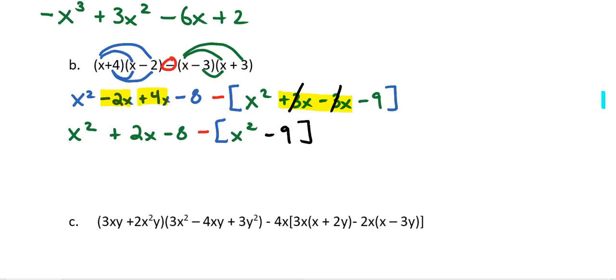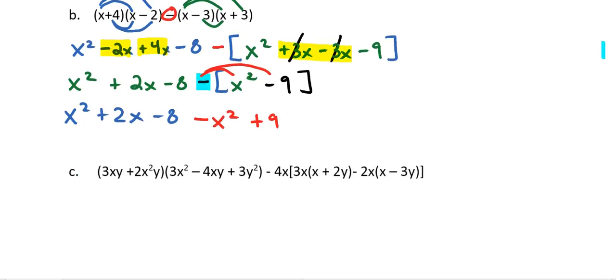The next thing I have to do now is distribute this blue negative sign. So if that just rainbows right into that bracket, I'm going to have negative x squared plus 9. And then everything else over here can just copy down.